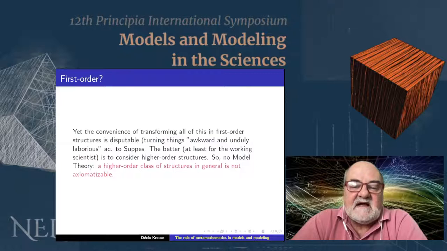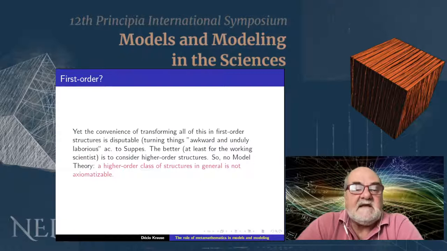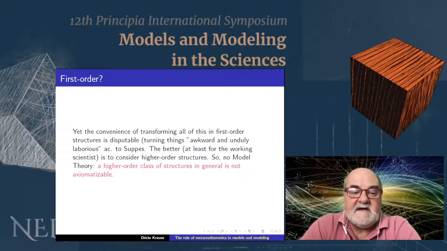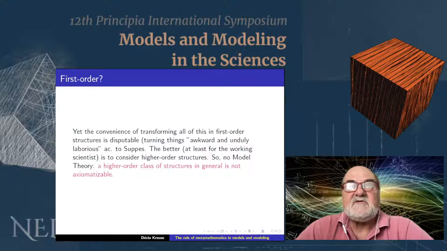As Suppes said, it's unwieldy and utterly laborious. The better option, at least for the working scientists, is to consider higher-order structures. And then we have a problem because we don't have a model theory for higher classes of structures. In general, given a class of higher-order structures, this class cannot be axiomatizable in the standard sense. That is, we cannot find a set of axioms which have such a class as its models and only those classes.